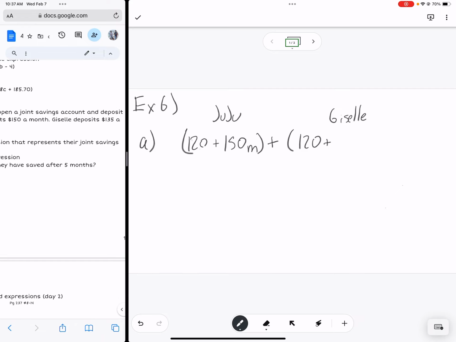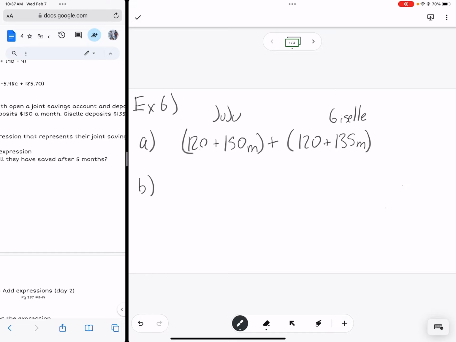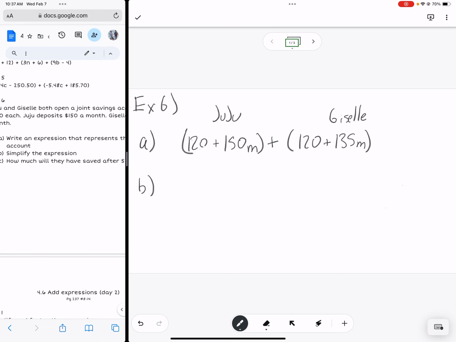And then Giselle deposits 135 a month, so we're going to represent that as plus 135M, because they're both doing it monthly, so we can use the same letter. What if Giselle was doing it weekly? Then we wouldn't use M, we would use W. So we have our expression for this savings account. It lets me determine how much money is in the savings account after a given number of months. We'll do that for letter B. This expression seems a little complicated, but it is all addition. If you notice, it's adding.